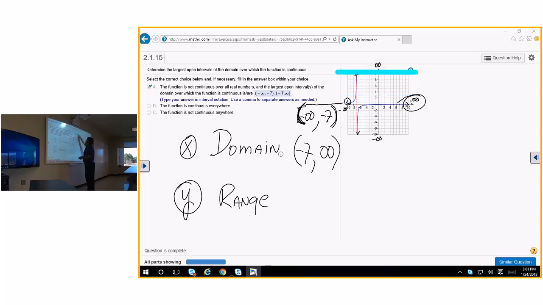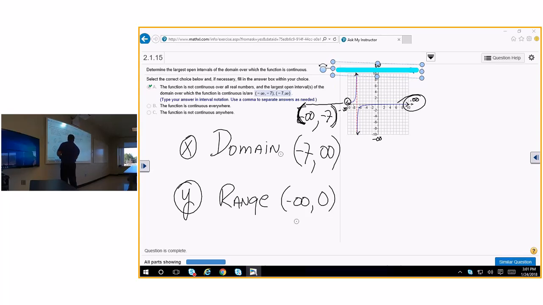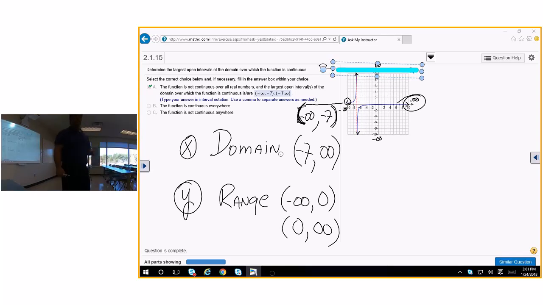Positive infinity. So my range, as far as the y values, is from negative infinity to 0, and then I pick up at 0, on the other side of 0, and I go to positive infinity. So that is your range for this function. Okay? And that should help you on that problem. And that's what they're saying right here.